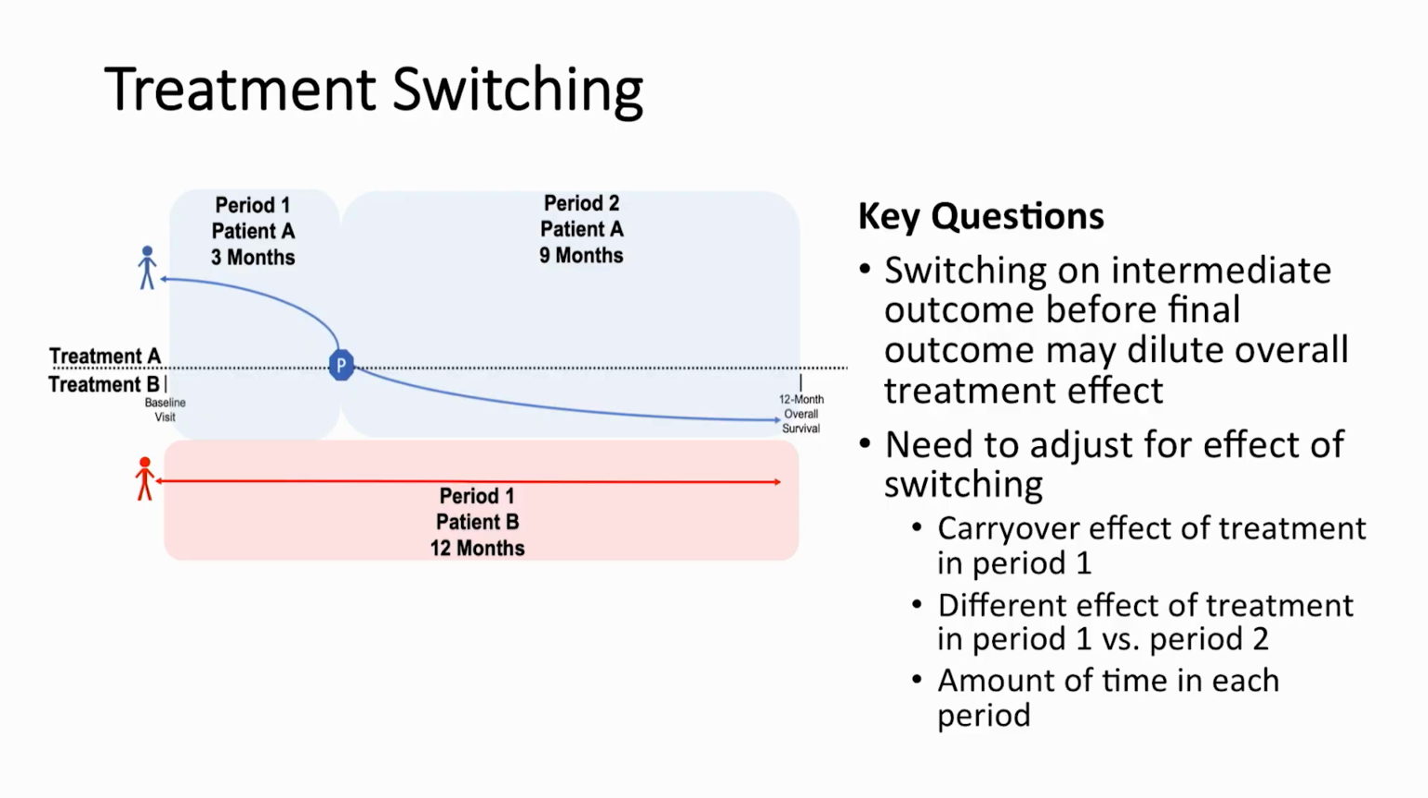So we need to be very careful and adjust for different effects of this switching. We need to be able to adjust for any potential carryover effect from the first line treatment to the second line. We need to be able to understand if a treatment is different in the first line versus the second line. Is that effect different? And then we need to take into consideration the amount of time that each patient is in each period.